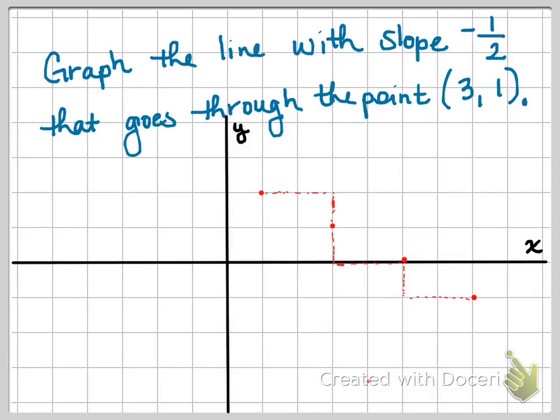We could start right here and go this way. We could start there and go the other way, and there is our line. Okay, that is the line with slope -1/2, and it goes through the point 3, 1.